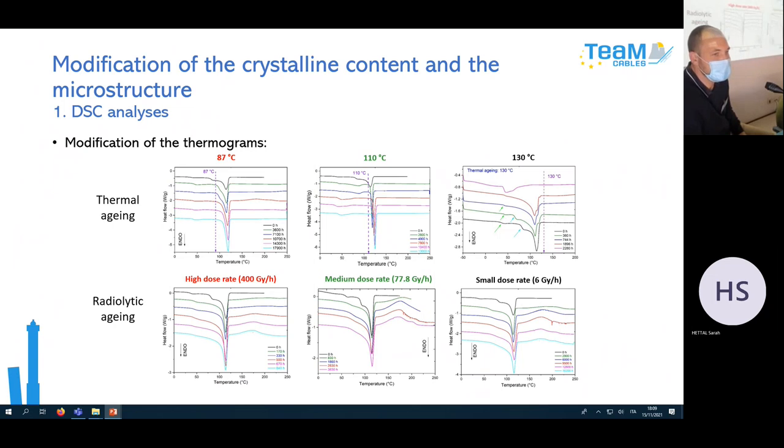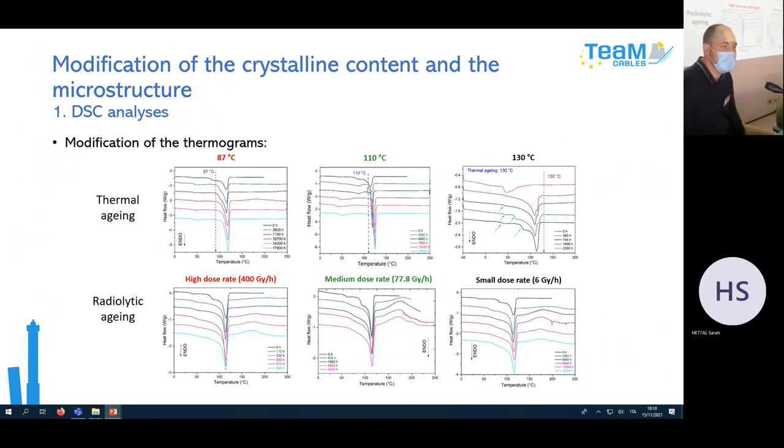For the 87 degrees C, for the aging time that has been studied, basically you have very low evolution of the melting temperature. It will remain almost constant, and the shape of the peak changes slightly. You have a shift, a sharpening of the peak towards higher temperature. Let's take a look at the 110 degrees C.